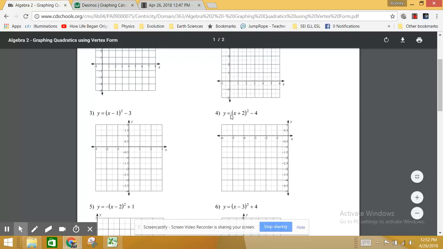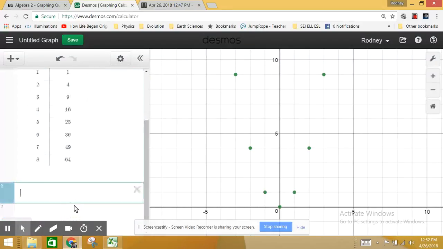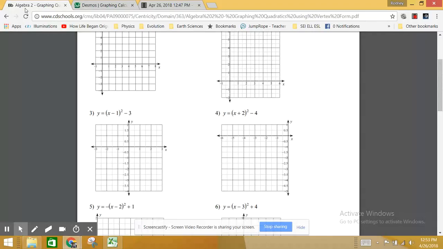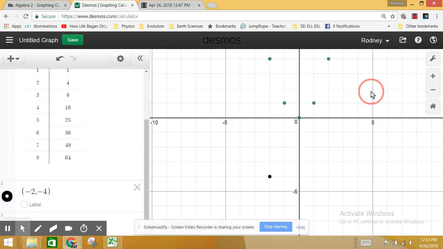So our a value is 1, and we know what our vertex is. Our vertex is going to be -2, -4. So let's go ahead and plot that on here. So instead of having just x squared, I'm going to have this other one from number 4. Remind myself, that was -2 and -4. So I've got a point at -2, -4. Let me move my graph so we can see that point.